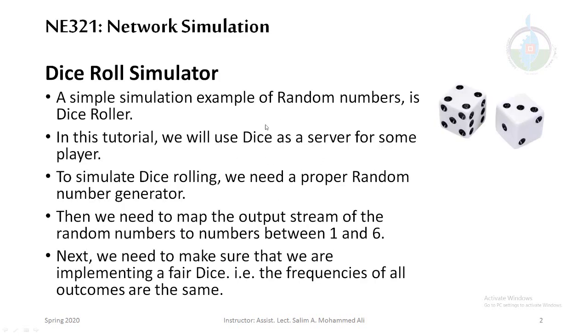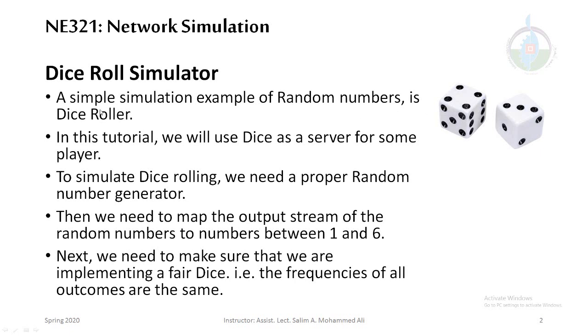Okay, we all know that a dice has 6 faces: 1, 2, 3, 4, 5, 6. If it's a fair dice, then the probability of each face should be equal to 1 over 6. So to do such a simulator, we should have a number generator which ranges from 1 to 6.